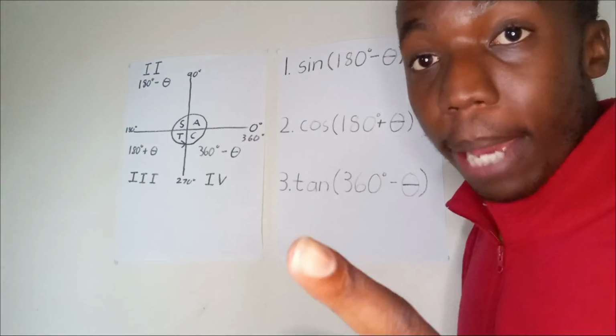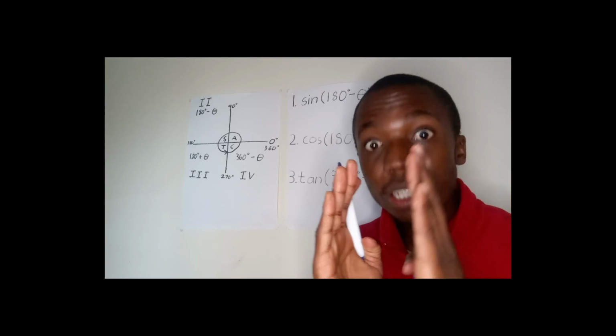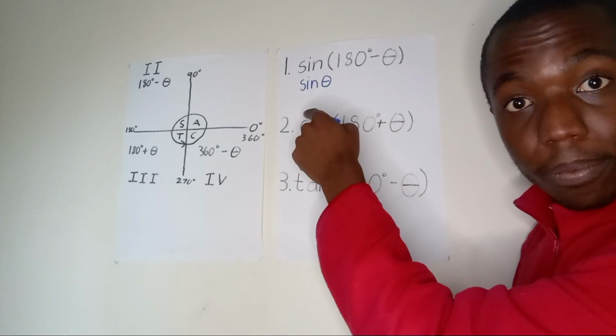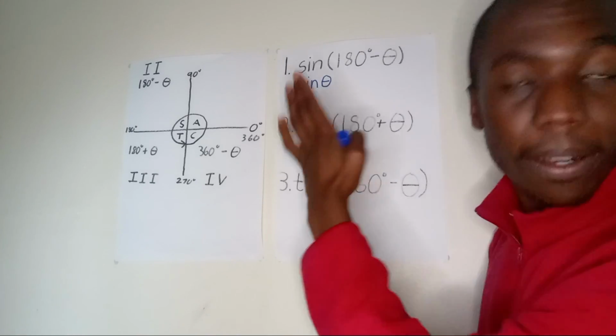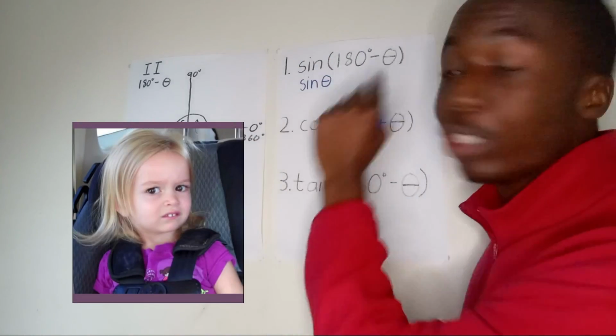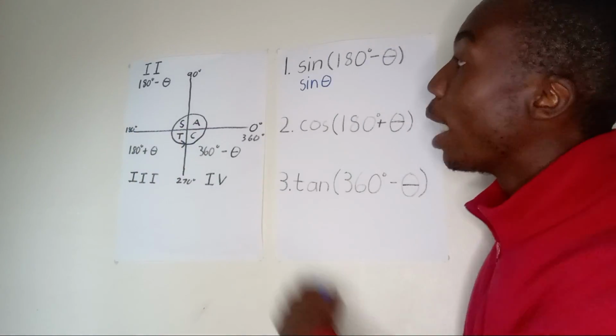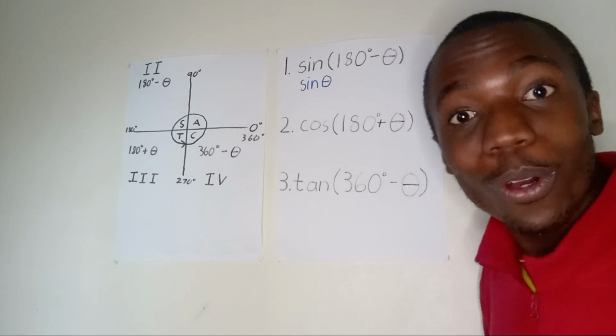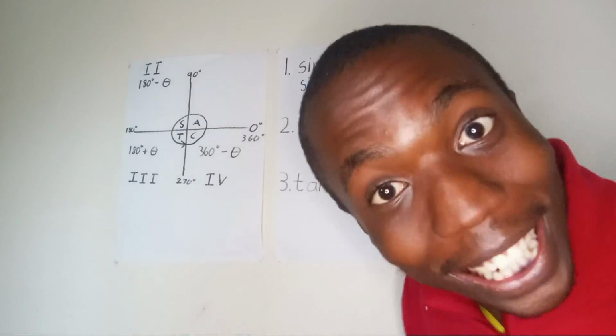And in the meantime, we just reduce sine(180 - theta) to sine theta. Anyways, we reduce it to sine theta. And what is positive in the second quadrant? It's sine. So we just leave it like that. Okay, we got it.